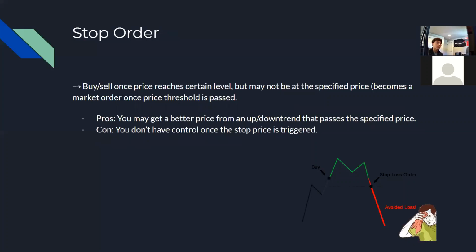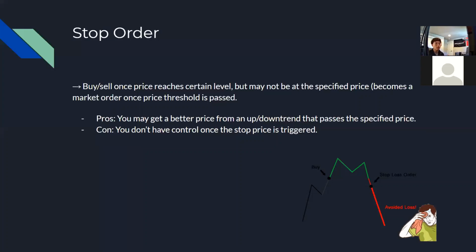Another order is the stop order. Stop orders are usually executed once you actually have shares of the stock, as indicated by the name, the stop. It basically indicates to buy or sell once the price reaches a certain level, but it actually might not be selling at a specific price. Basically, it becomes a market order once the price threshold is passed. So there's no guarantee that once the price drops below the stop order strike price, it won't actually sell at prices lower than that.